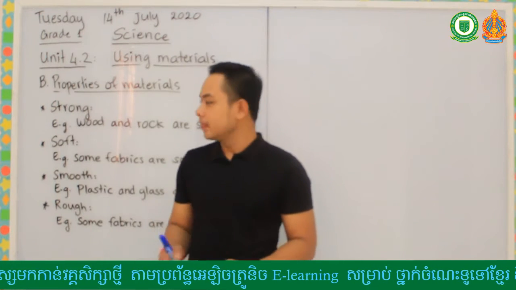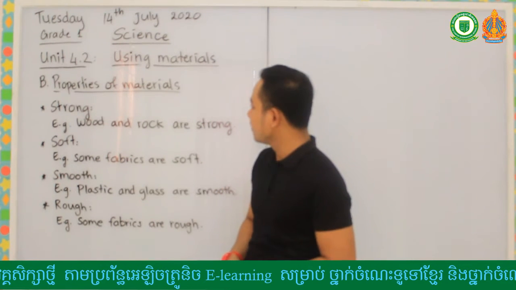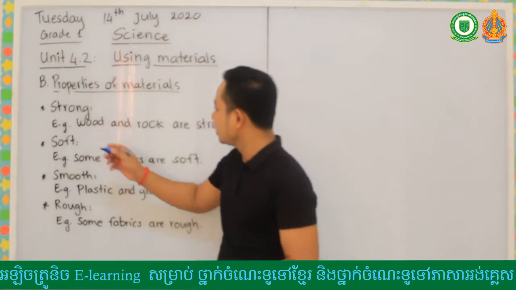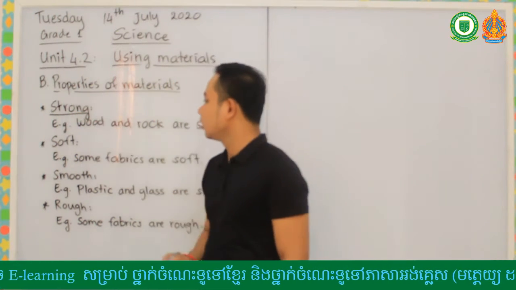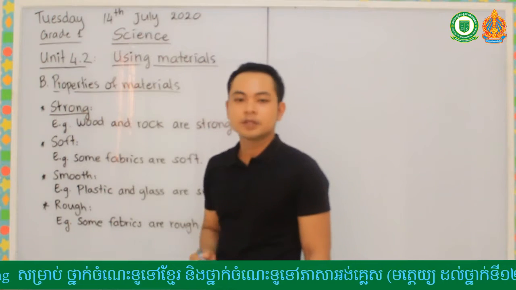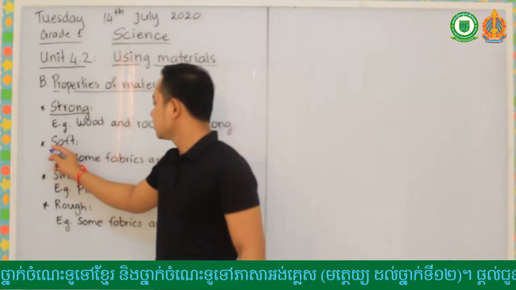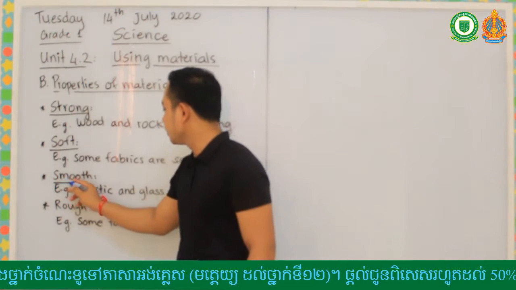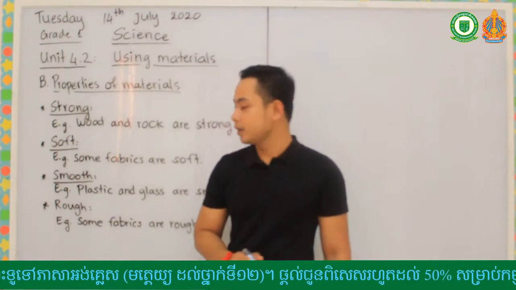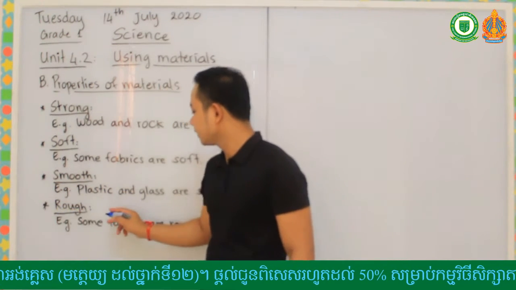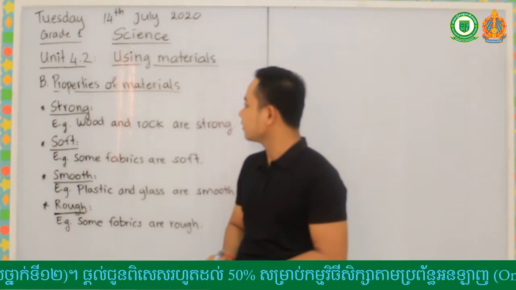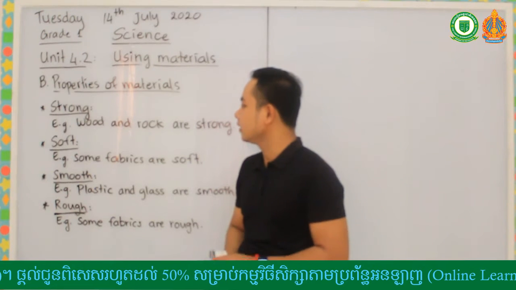So these are the four properties of the materials that we are studying today, okay? So what are they? Strong. Everyone say strong. Strong. Soft. Soft. Smooth. Smooth. Rough. Rough. So these are the four properties of the materials that we are studying.